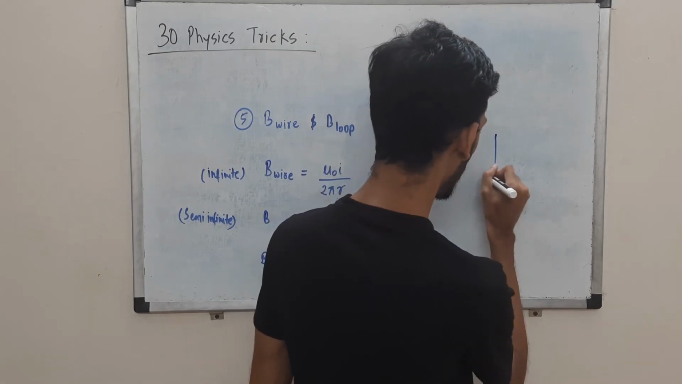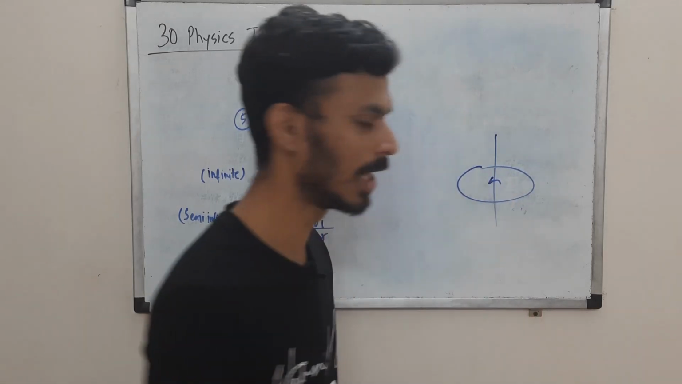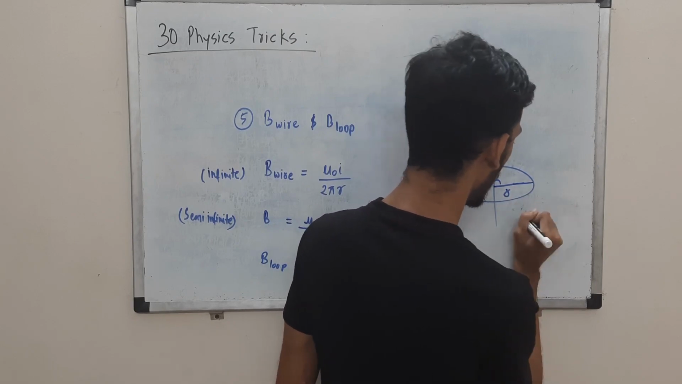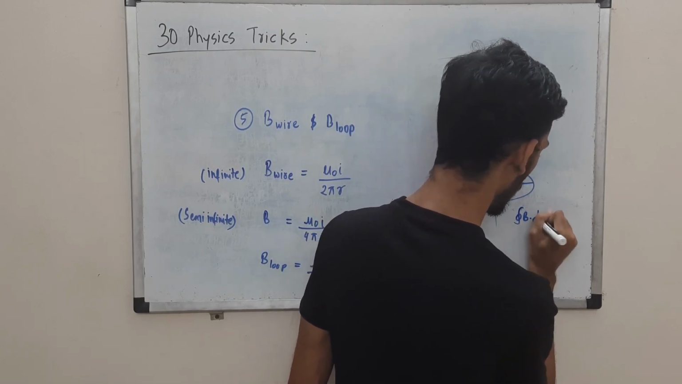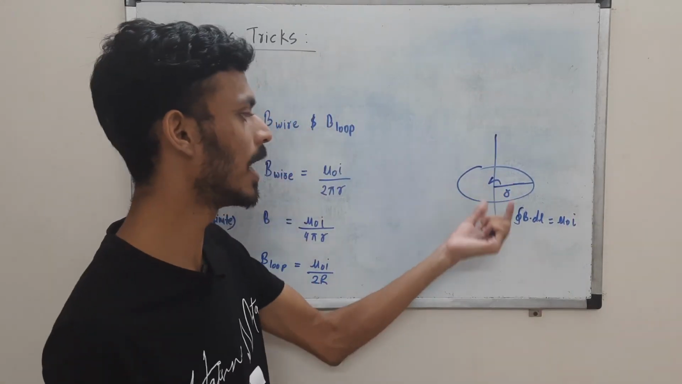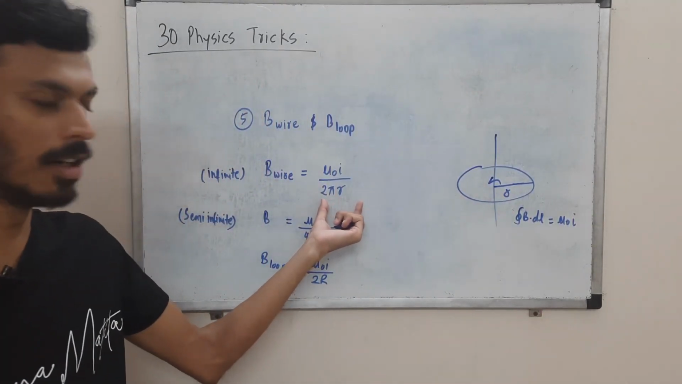Suppose we have an infinite wire, we compute this using Amperian loop, right? So we choose Amperian loop of radius r, and we use this integral B dot dl is mu 0 times the current I. So dl is 2 pi r, right? That 2 pi r is coming in the denominator.